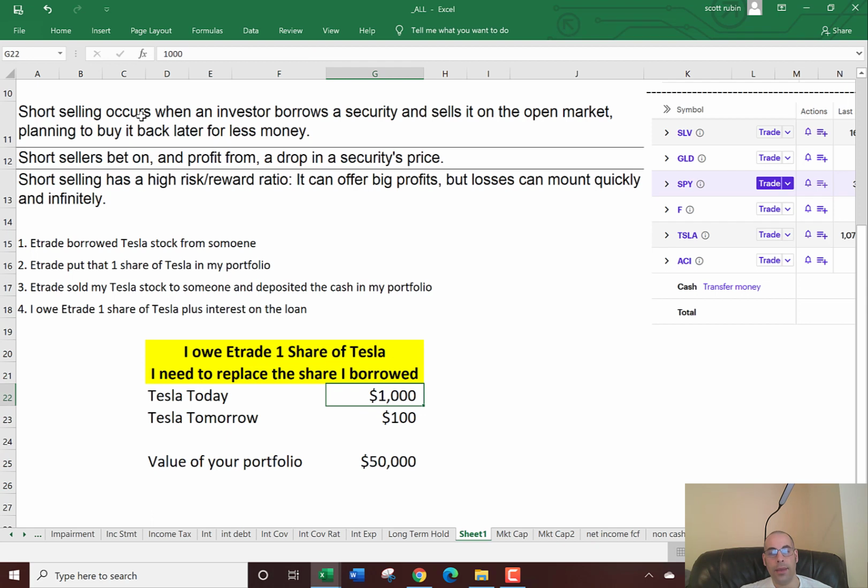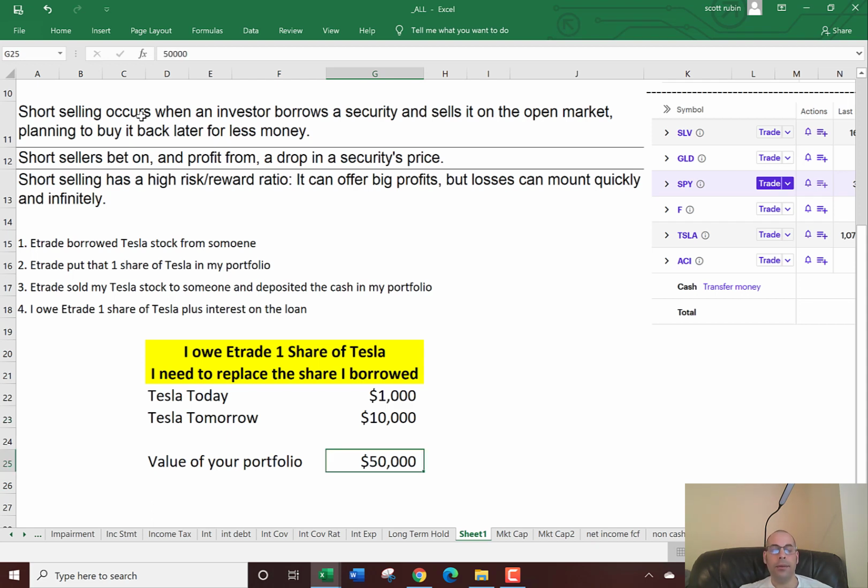If Tesla was trading today at $1,000 and tomorrow at $100, then I could just go into the market and buy 1 share of Tesla for $100 and replace the share I borrowed through E-Trade, and I'd be done and I'd make $900. But what if tomorrow Tesla was $10,000? Now I have to go into the market and buy a share for $10,000 to replace the one I borrowed. That's expensive. I could wait for the stock to come down in price, but it could just keep going higher and higher, and then I might be bankrupt.